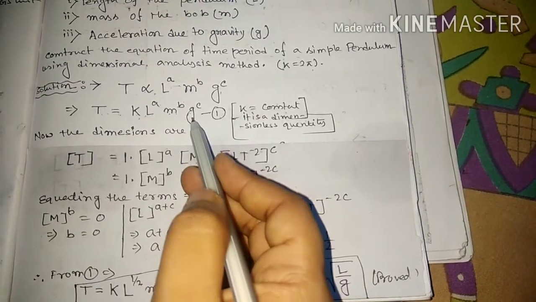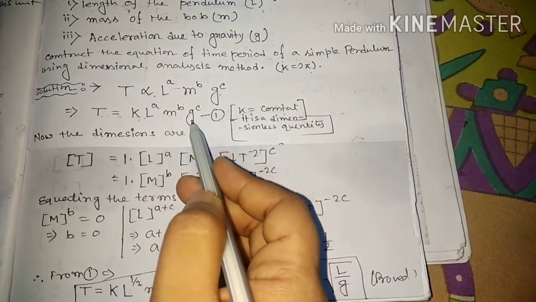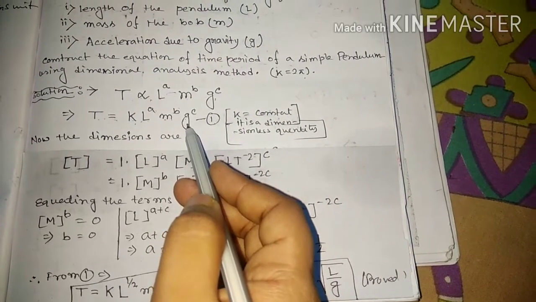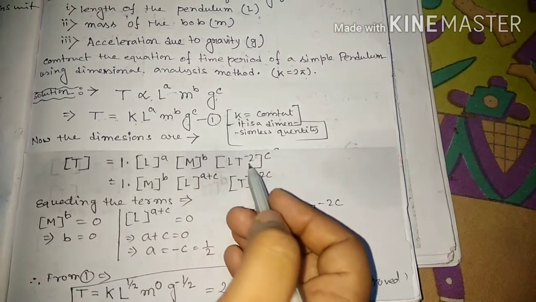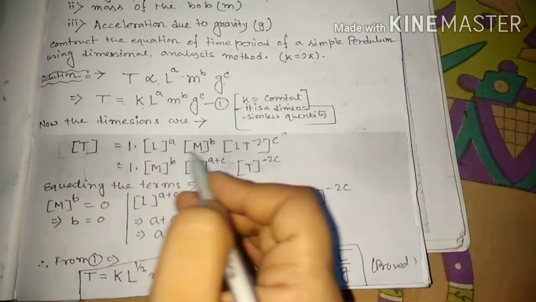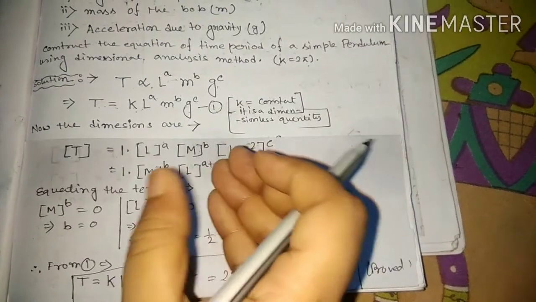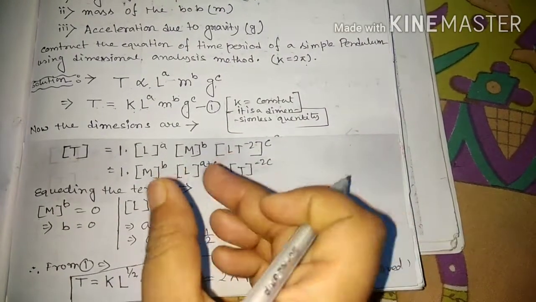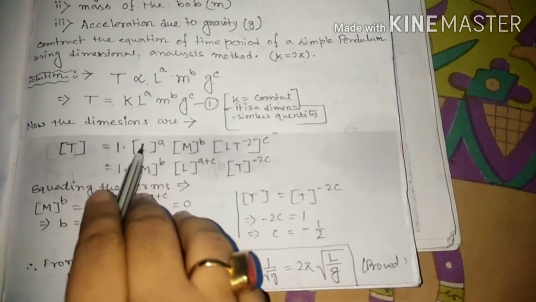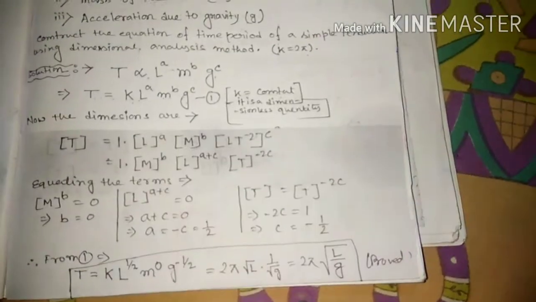And g is the acceleration due to gravity. Acceleration means change in velocity with time, so L T to the power minus 2, to the power c. Now we simplify this. That means we have to separate some terms separately. Here only one M term is there.